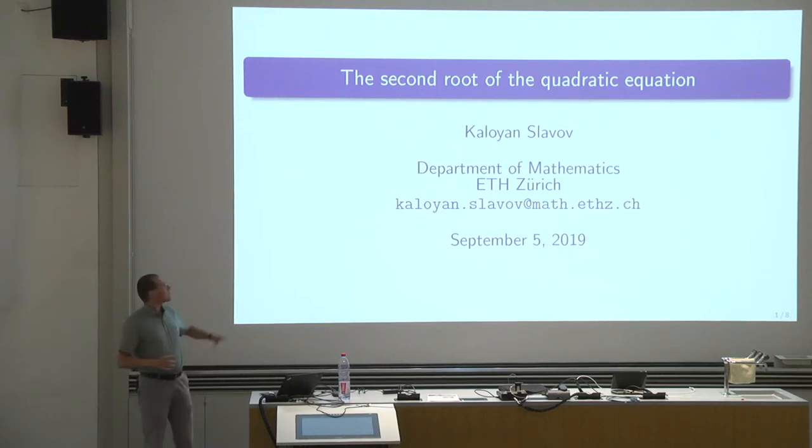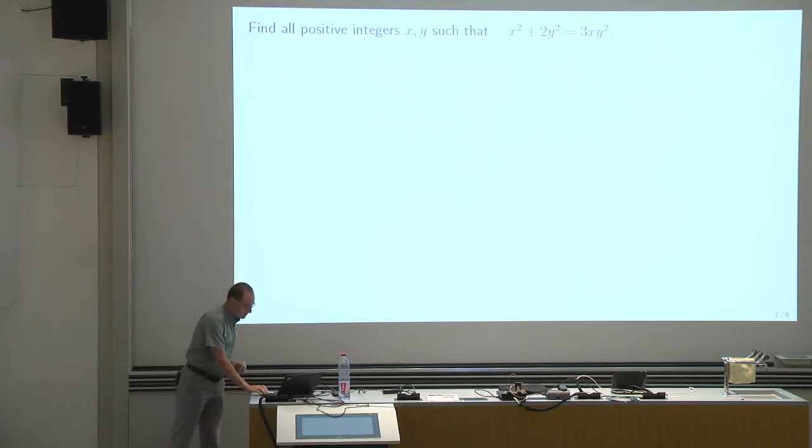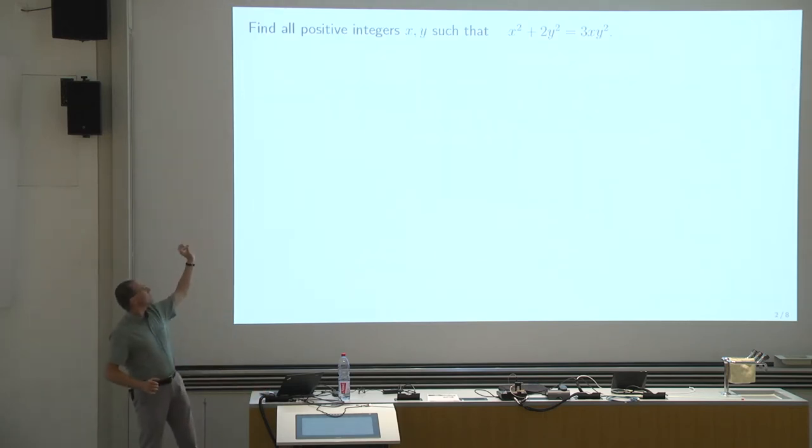Welcome. This is a talk about the second root of the quadratic equation. In order to follow, you need to be super comfortable with quadratic equations, as you are. Now, to warm up, we find all positive integers x and y, numbers 1, 2, 3, 4, and so on, which satisfy this equation. One equation with two unknowns.